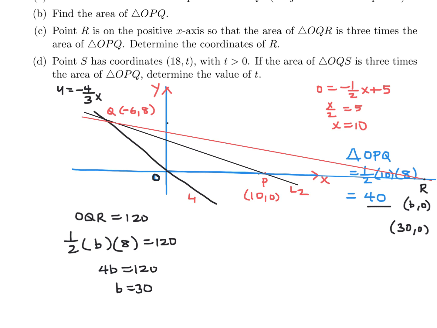And finally, point S has coordinates 18, t with t greater than 0. If the area of OQS is 3 times the area of OPQ, determine the value of t. Okay, so without making this diagram too messy, I'm going to make a line from O to S. Now, where's S? 18, t. And what's t? I don't know. So let's just say somewhere here. Let's just draw a line to represent that, something like this. Let me just see if I can even draw it. Oh, there we go. That's pretty decent. So this point right here is my S, which is 18, t.